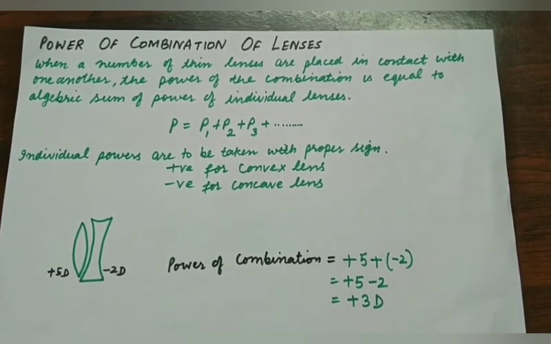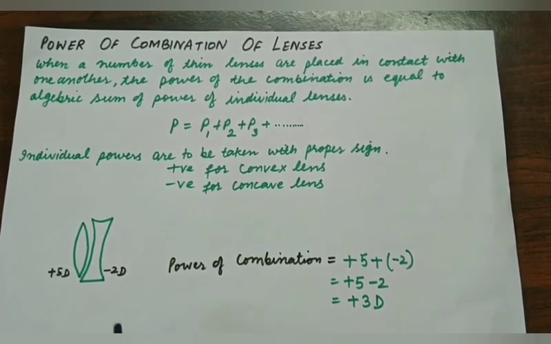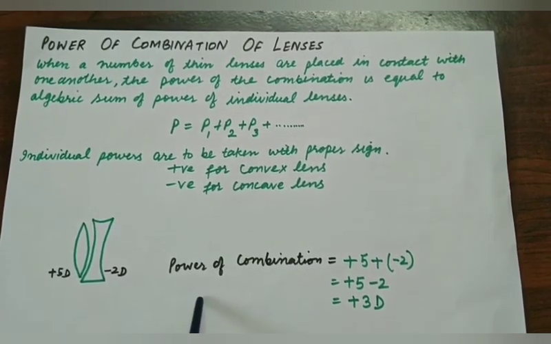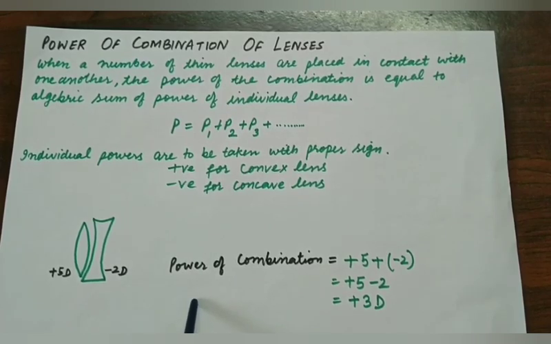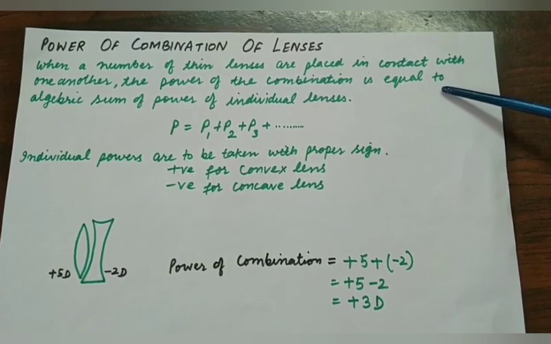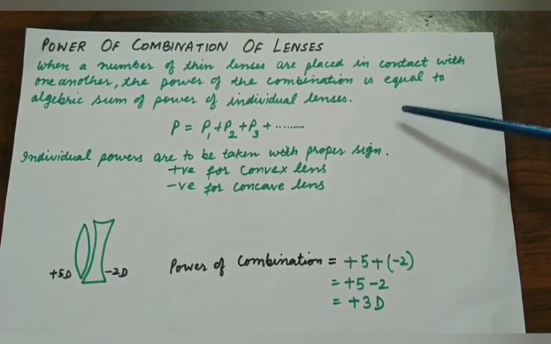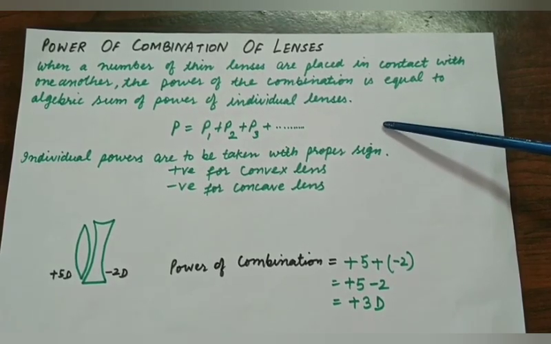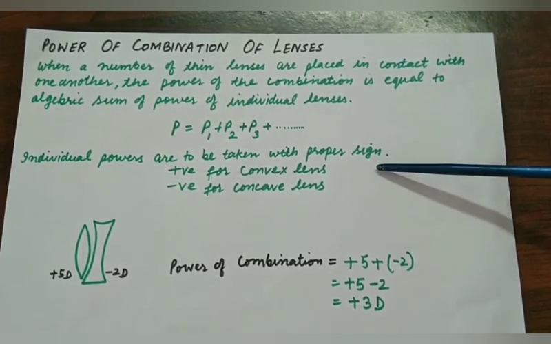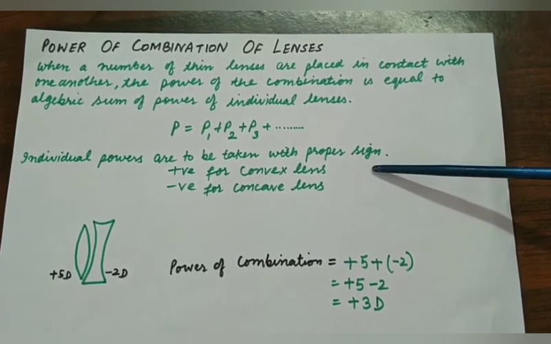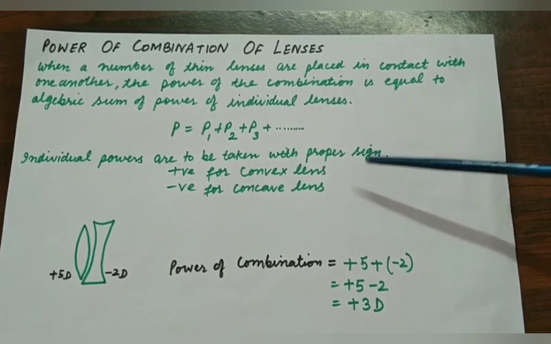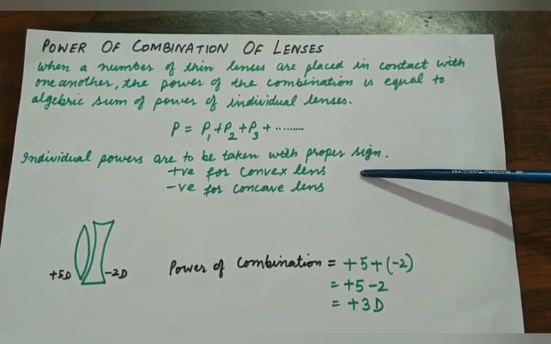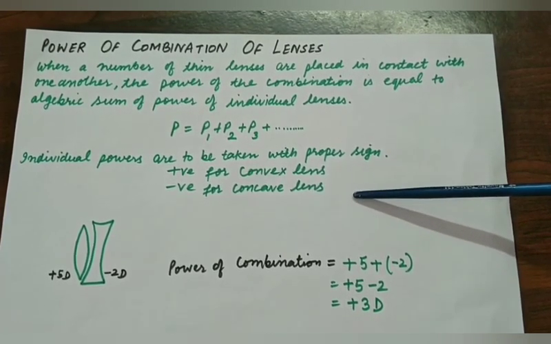Power of combination of lenses. Sometimes we need to use different concave or convex lenses in combination. And when a number of thin lenses are placed in contact with one another, the power of the combination is equal to the algebraic sum of the power of the individual lenses. But one point you need to keep in mind is that individual powers are to be taken with the proper sign. That means a positive sign for convex lens and negative sign for the concave lens.